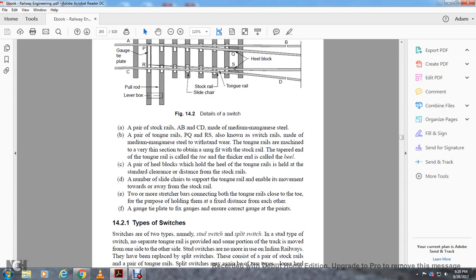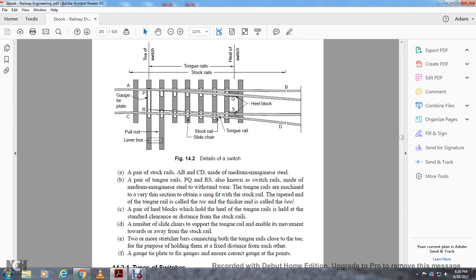A pair of stock rails, A, B and C, D, made of medium manganese steel. The pair of tongue rails, P, Q and R, S, are known as the switch rails, made of medium manganese steel to withstand wear. The tongue rails are machined to a very thin section to obtain a snug fit with the stock rail. The tapered end is called the toe, and the thicker end is called the heel.